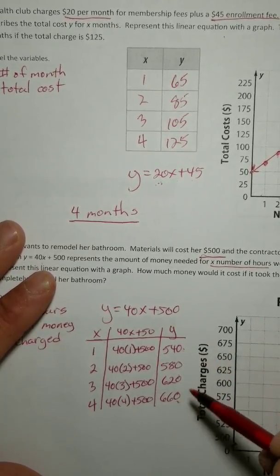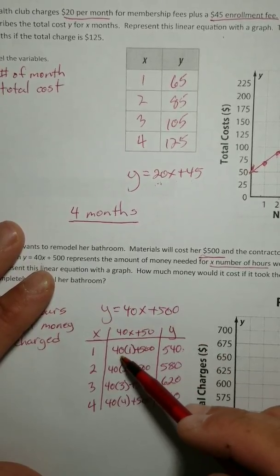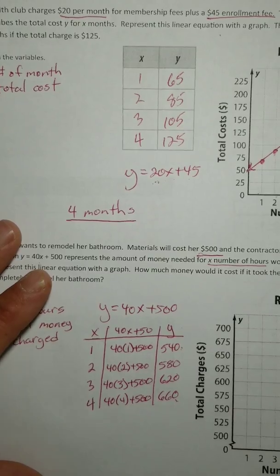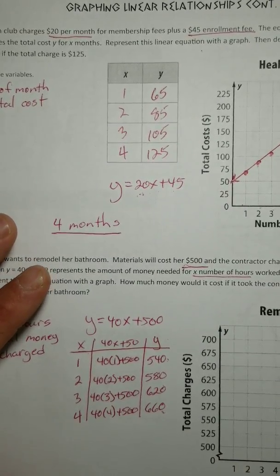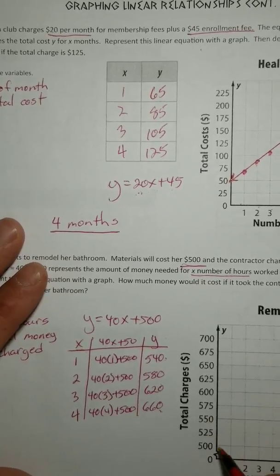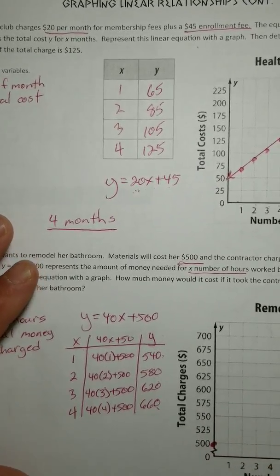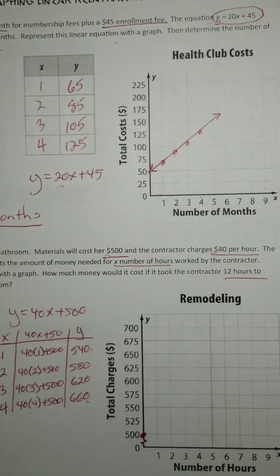If we put 0, 40 times 0 is 0 plus 500, so it would jump up to 500. So all right, our starting point is going to be at 500 because at 0, it's 500. This little squiggly line means there's a break in the graph.